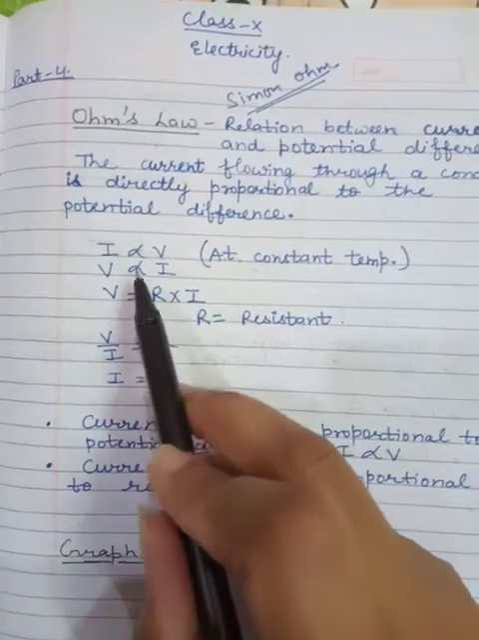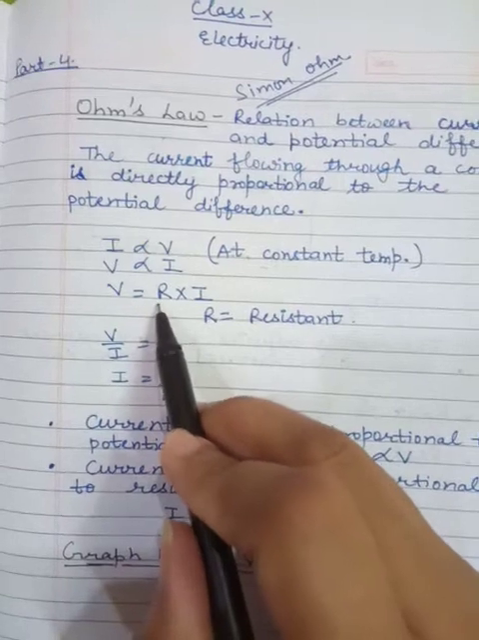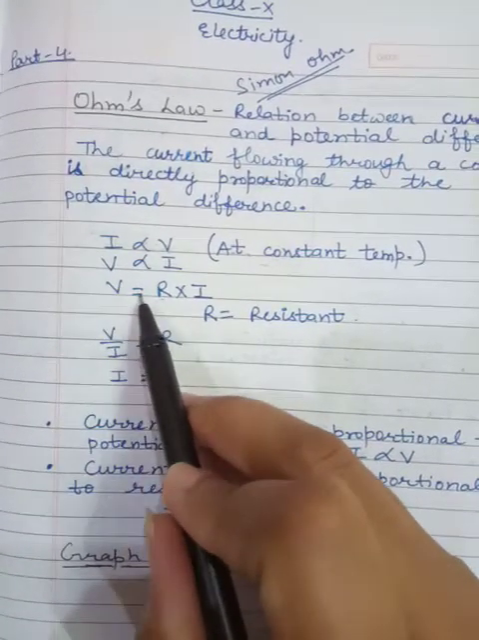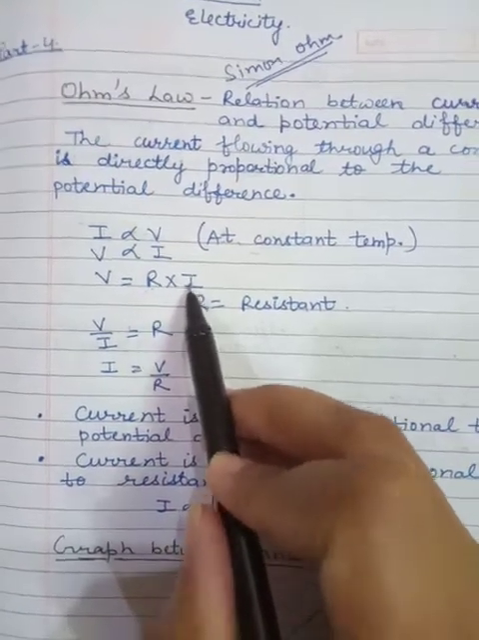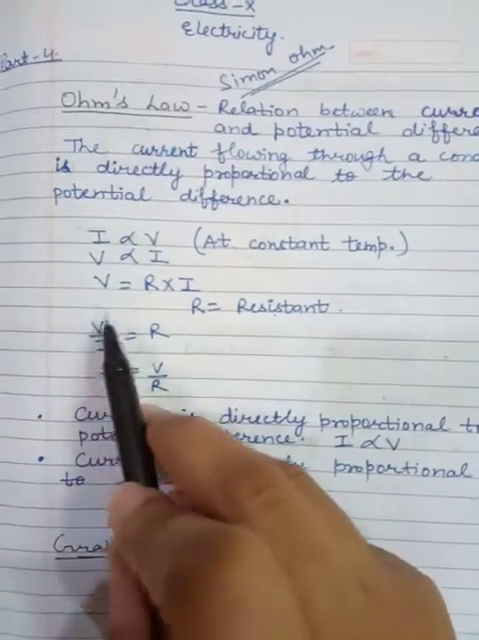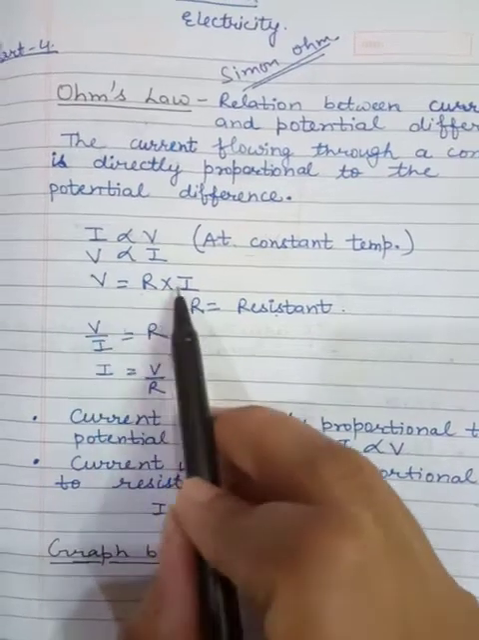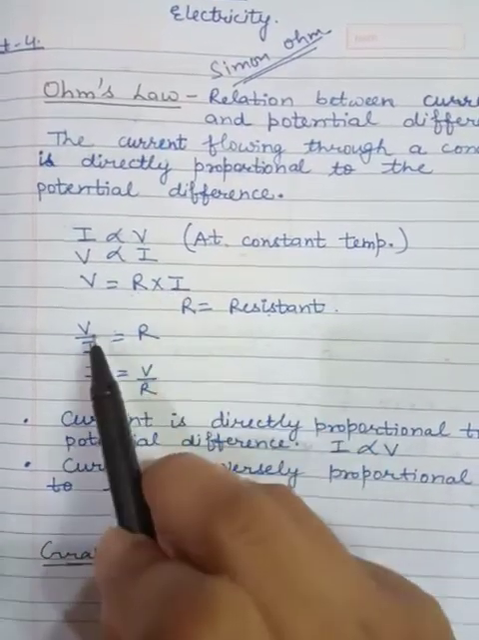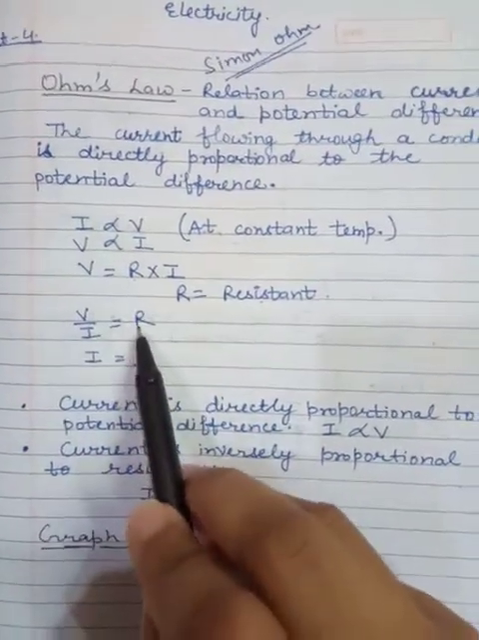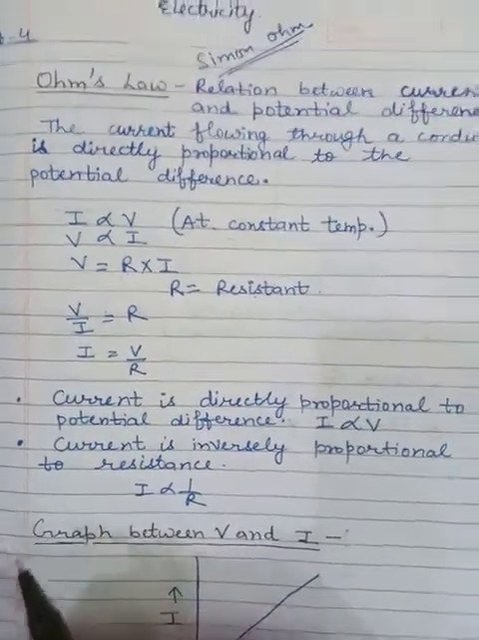When we remove this proportionality sign, we use a proportionality constant, that is R. So V is equal to RI. R is called the resistance of the conductor. So we can write this formula as V upon I, when we put I down, is equal to R. So V upon I is equal to R, or we can say I is equal to V by R.